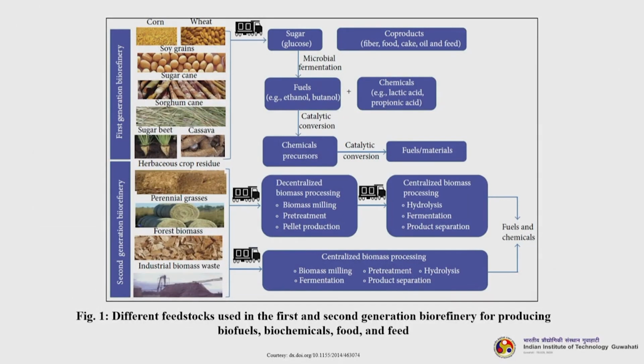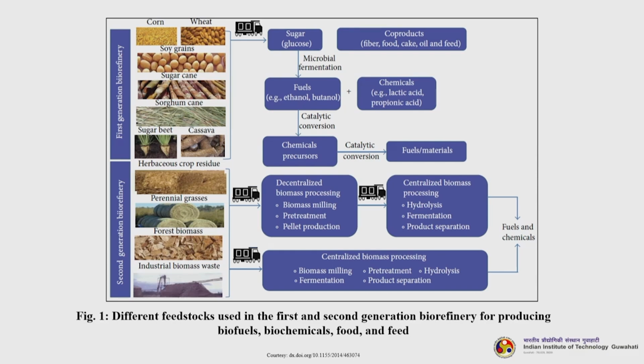So, if you look at the first generation biorefinery conceptually, the base, the platform is actually the sugar, glucose. When we go for microbial fermentation, we get fuels, alcoholic fuels, ethanol, butanol and all these things, plus chemicals, lactic acid, propionic acid, succinic acid, we have discussed all these in detail. And then you go for catalytic conversion, so you get chemical precursors, you again further convert them to different types of upgraded fuels and chemicals.